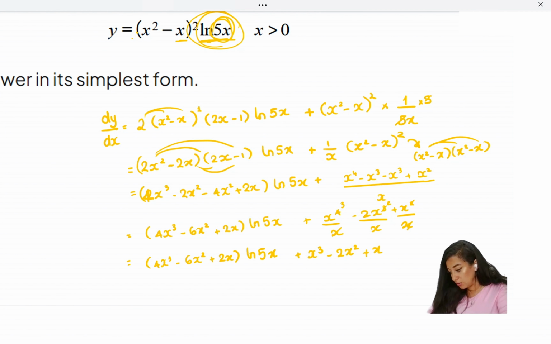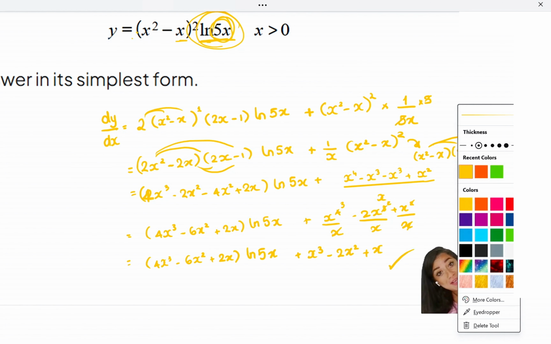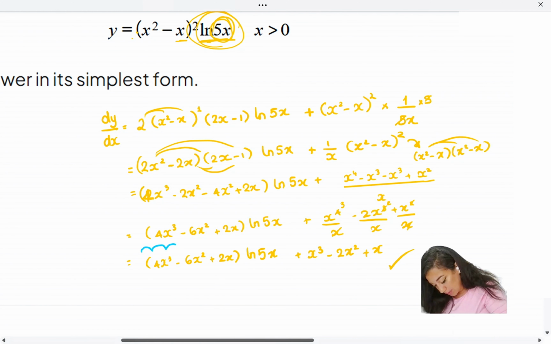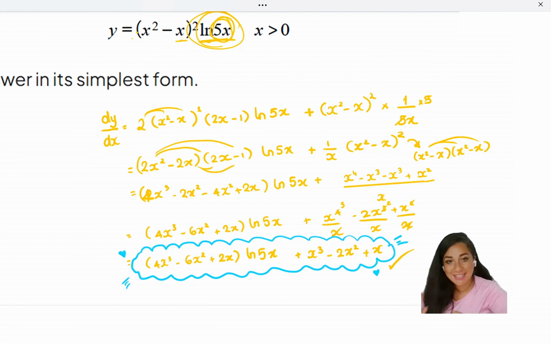Is there anything else I could do with any of these? No. Let's check. x cubed minus 2x squared plus x. Now let's decorate the final one. What color do you guys want? You can't tell me because you're not with me. Let's go for blue, because light blue and orange look so good together. So, and that's it, folks.